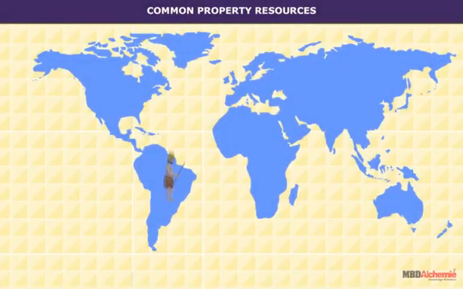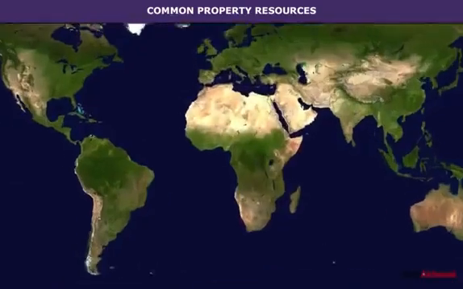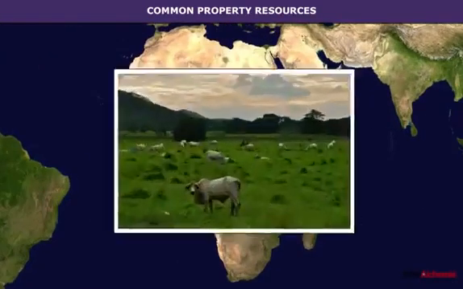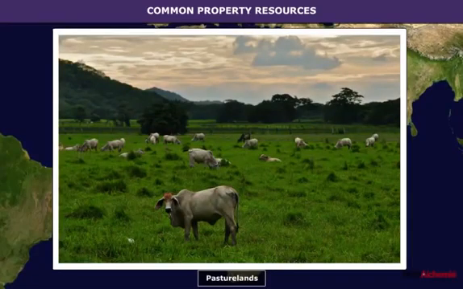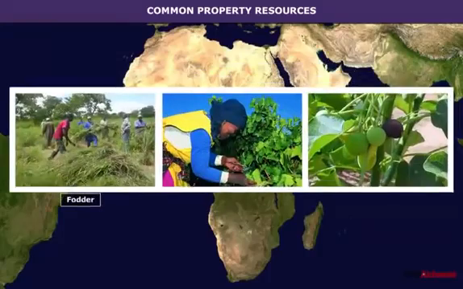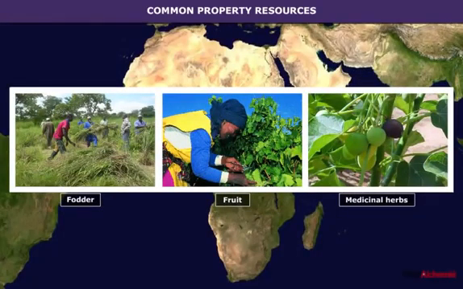Common property resources. Traditionally, Adivasis in India or tribals in other parts of the world consider land a community resource. In Africa, even today, many communities use pasture lands as a common resource for grazing their domesticated animals. They even collect fodder, fruit, medicinal herbs for community use.